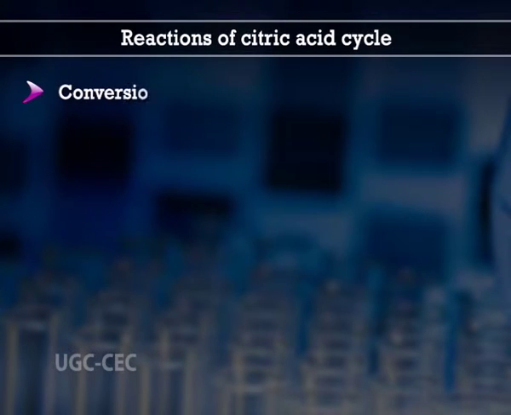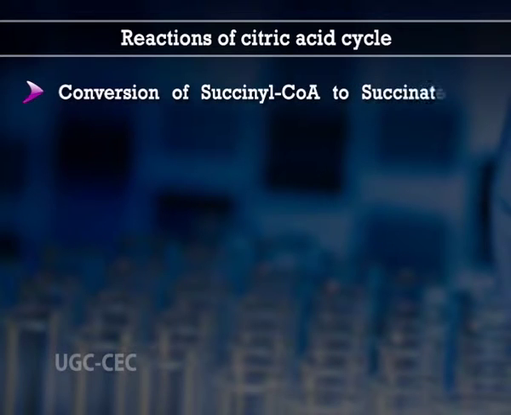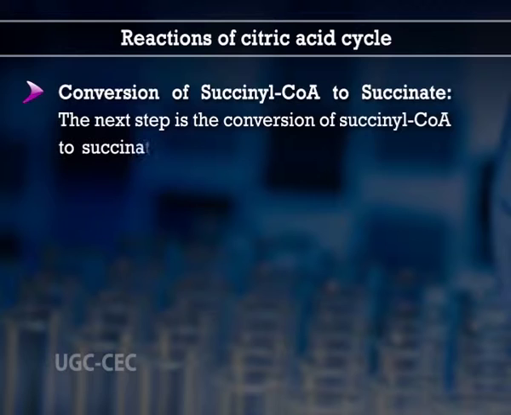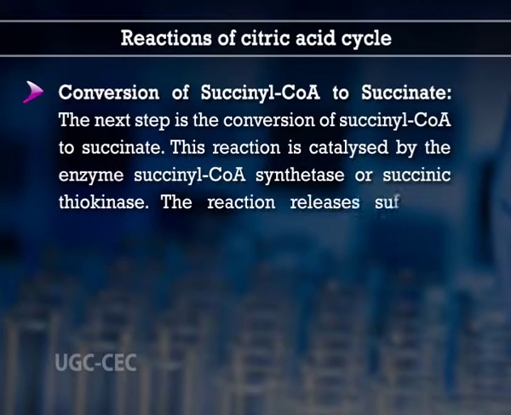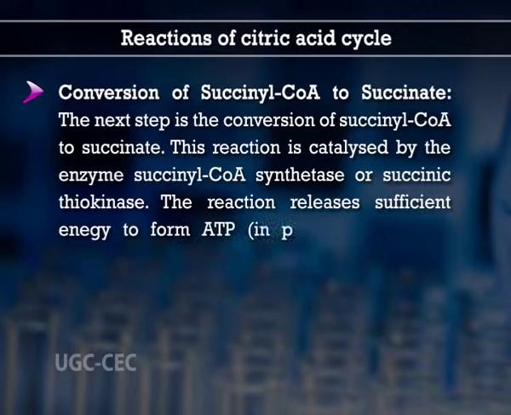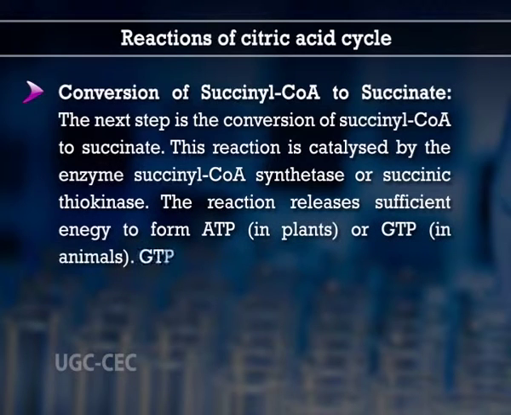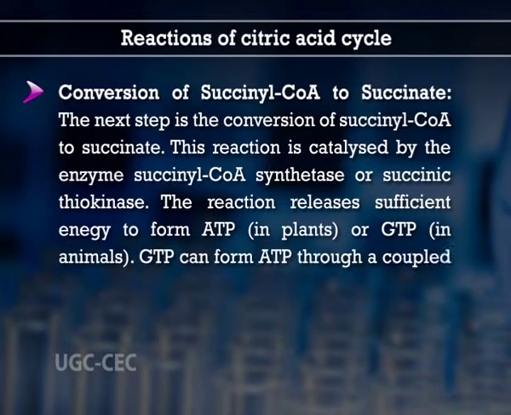Fifth step, that is conversion of succinyl-CoA to succinate. The next step is the conversion of succinyl-CoA to succinate. This reaction is catalyzed by the enzyme succinyl-CoA synthetase or succinate thiokinase. The reaction releases sufficient energy to form ATP in plants or GTP in animals. GTP can form ATP through a coupled reaction.